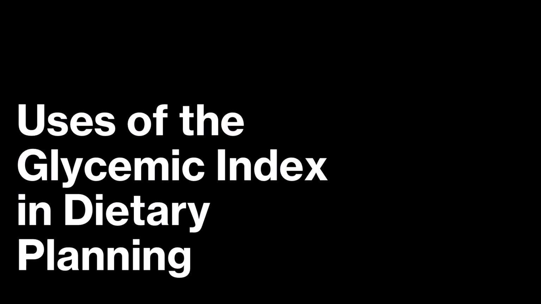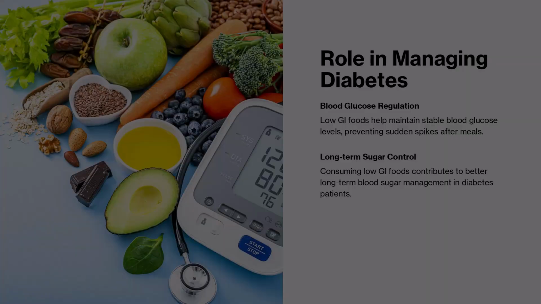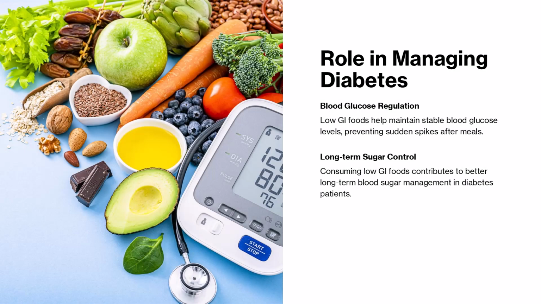Section 3. Uses of the glycemic index in dietary planning. Let's look at how GI can be applied in nutrition planning. Role in managing diabetes. Low GI foods help regulate blood glucose levels, preventing sudden spikes after meals. Over time, they contribute to better long-term blood sugar control for individuals with diabetes.